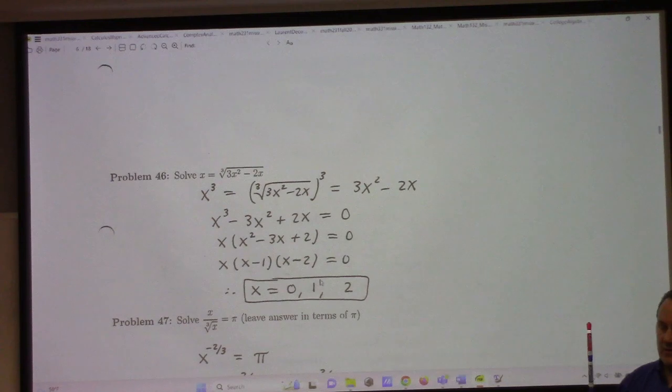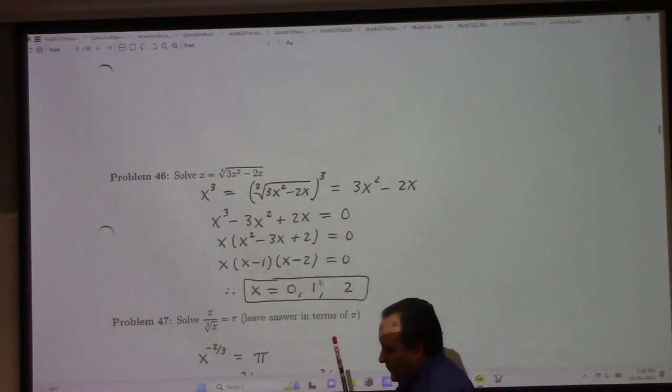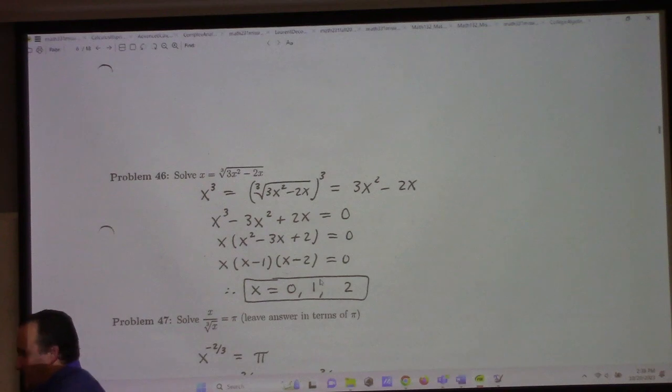The good news about the cube function is when you cube the equation, you're not losing solutions, so you don't have to check for extraneous solutions for the cubing. Whatever solutions you get, they're going to be solutions because you're not changing the solution set when you cube an equation. When you square the equation, you're erasing minuses, so that's why you're possibly getting new solutions.